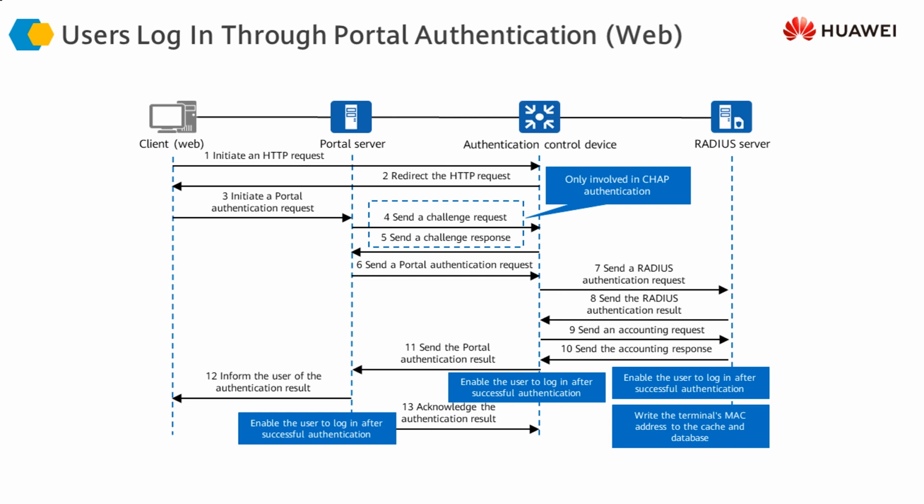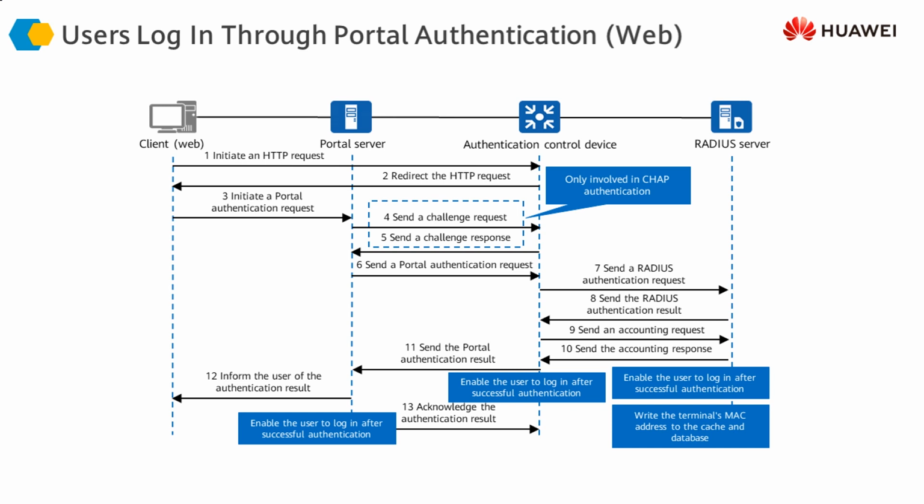The control device does two things. On one side, it sends an accounting request, and as soon as the response is received, it then sends a portal authentication result to the portal server, telling the portal server that the user has been authenticated. The portal server informs the user or the client about the authentication success, and the client can then start browsing the web or whatever resources it wants to access.